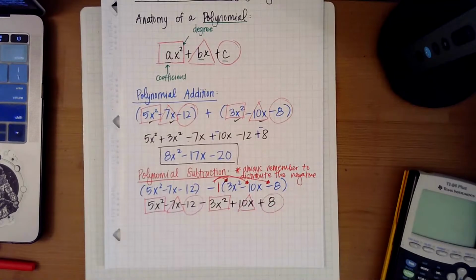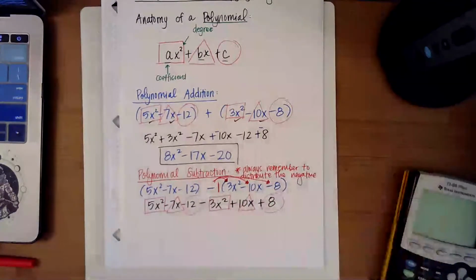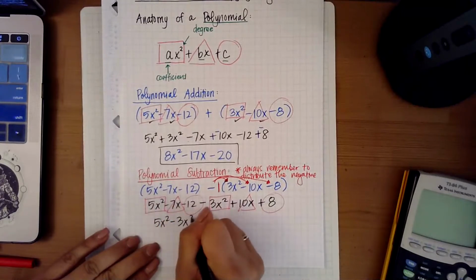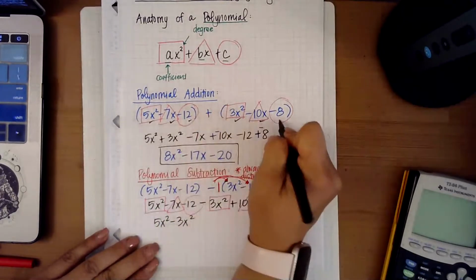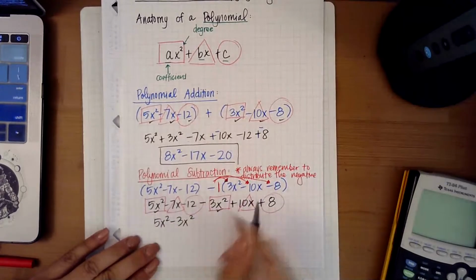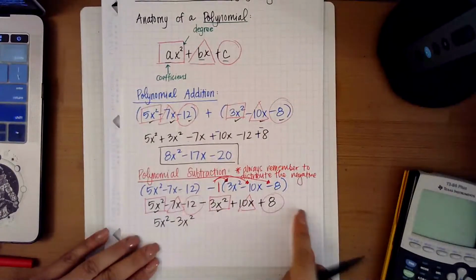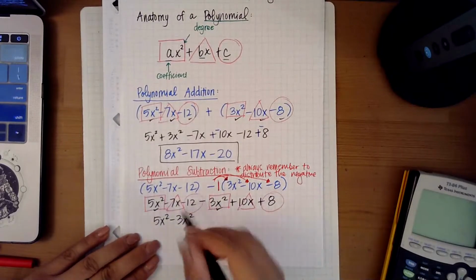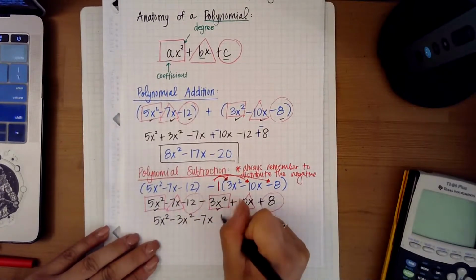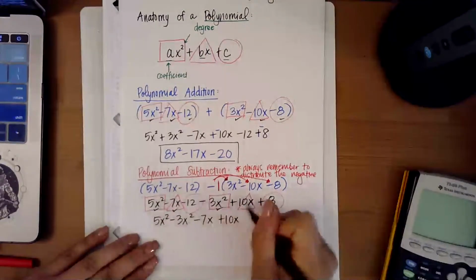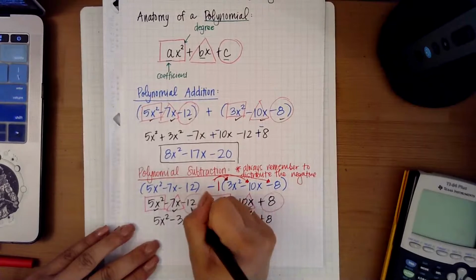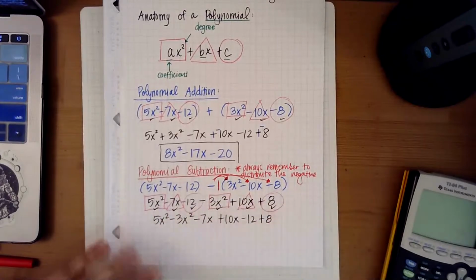And then we're going to go ahead and group, just like I did here. So I now have 5x squared and a minus 3x squared. And notice that I checked off every time I used it, because you have a lot of things going on here. So every time I group, I check off so I make sure that I don't miss anything. And then I have a -7x and a positive 10x. And then I have a -12 and a positive 8. And I make sure that everything is checked off.